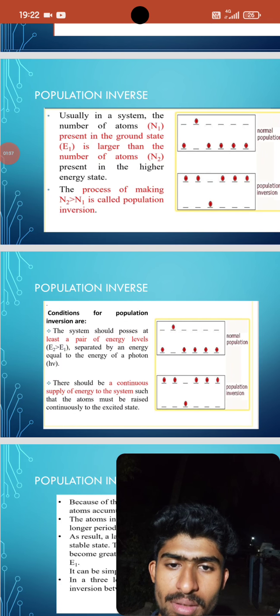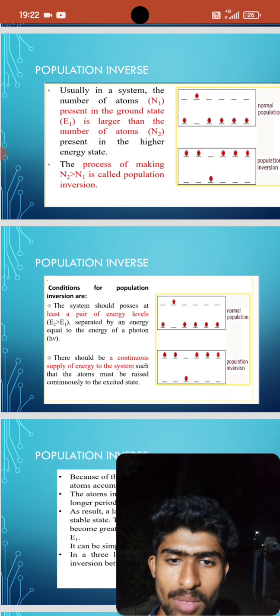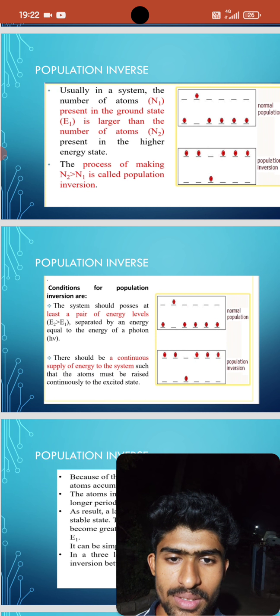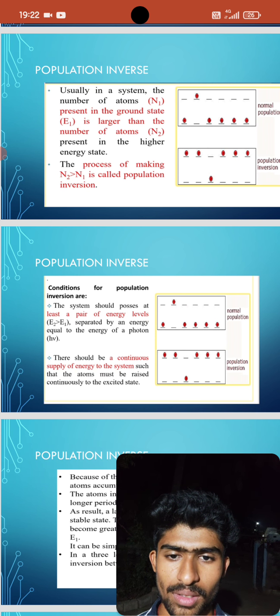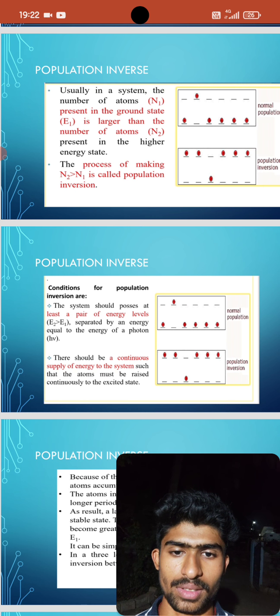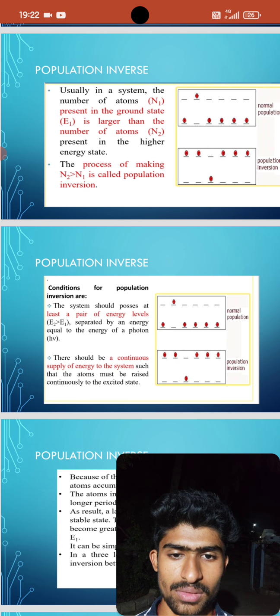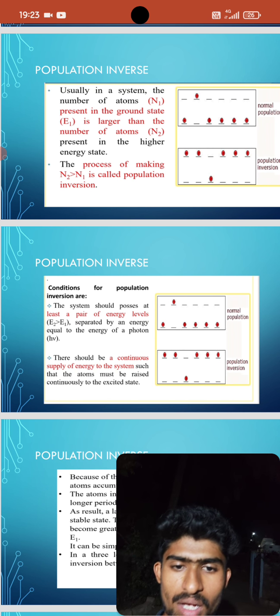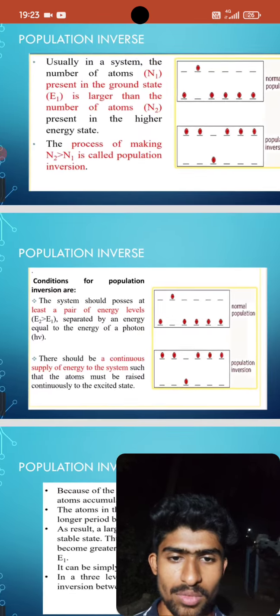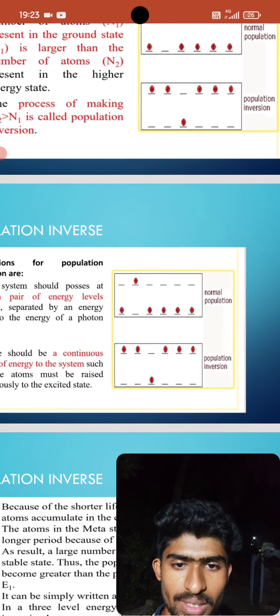Conditions for population inversion: the system should possess at least a pair of energy levels, E2 greater than E1, separated by an energy equal to the energy of a photon, h mu. There should be a continuous supply of energy to the system such that atoms are raised continuously to the excited state.